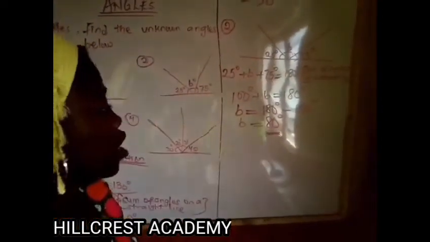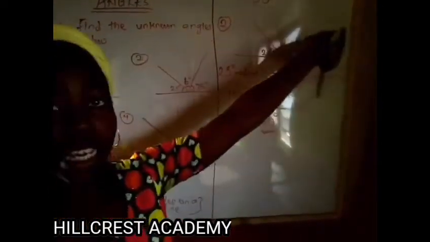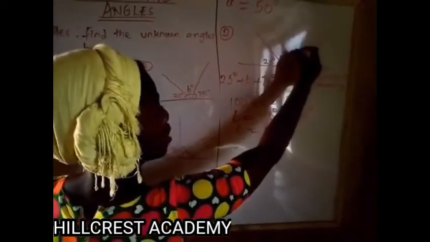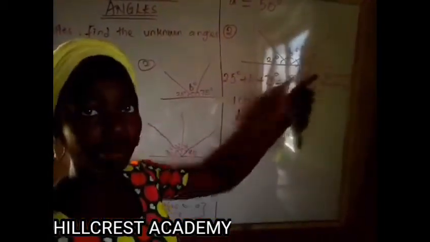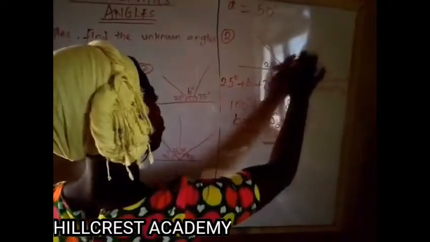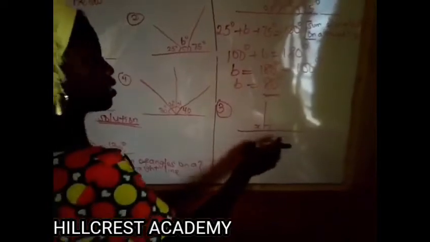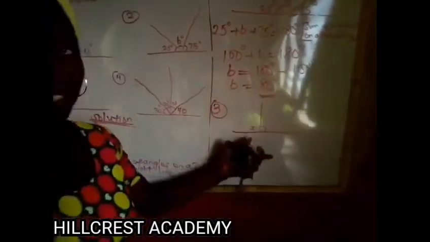Now if you put this 80 degrees here, we have 25 plus 75, that's 100. 100 plus 80 degrees, that's 180 degrees. Please, do you understand? This is the third example. If you look at this third example very well, we'll see that no angle is recorded.